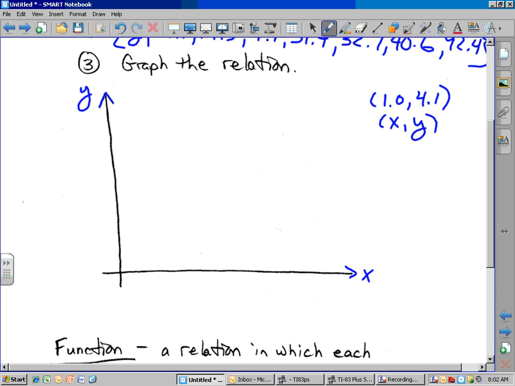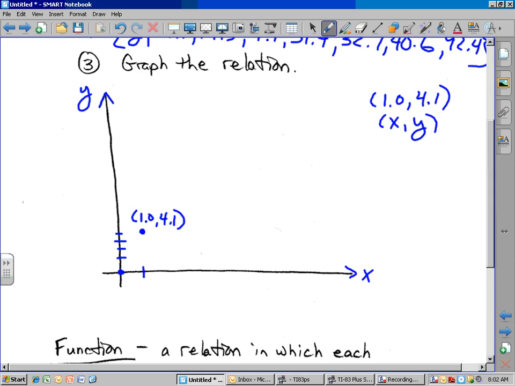I go over 1. Where do I start? At the origin, or where the two axes cross. And I go which way? Right 1. And then which way? Up 4.1. So that's where I put my dot. Yes, absolutely. 1.0, 4.1. The first number represents how far left or right. The second number represents how far up or down.